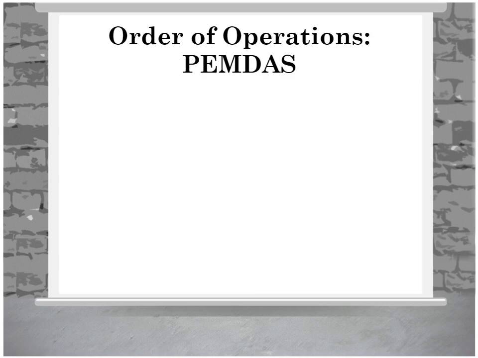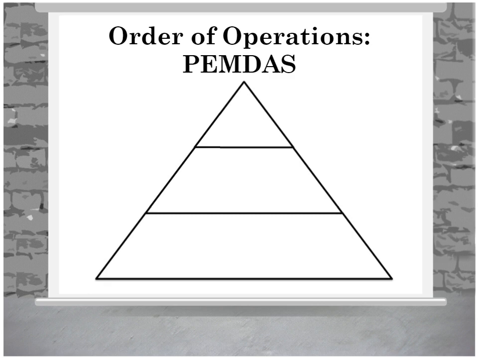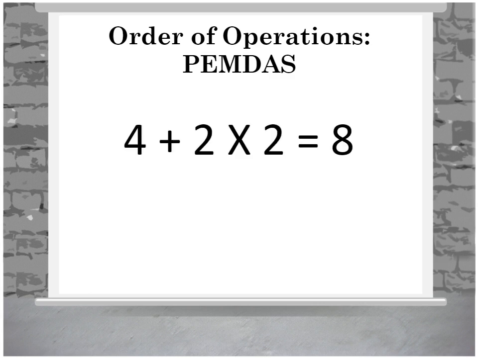Sometimes you'll be asked complex problems that involve solving in stages. It's important to realize that math operations have a hierarchy. Some operations must be performed before others. For instance, in the following equation, the correct answer is 8, not 12.